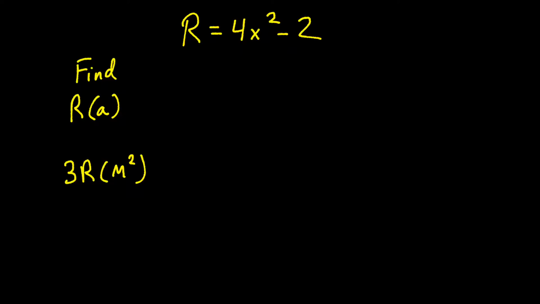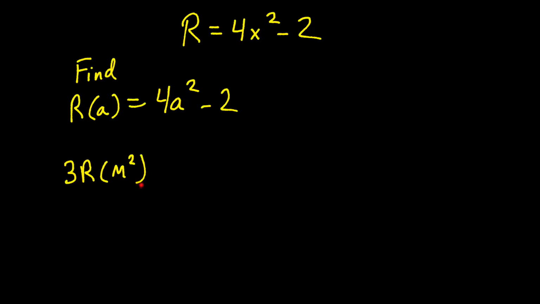We want to find r evaluated at a. Well, that seems weird. I have an x. I don't have an a. Well, actually, it's pretty simple what we're going to do. We're going to take our function, and wherever we see x, we're going to put in an a. So this would just become 4a squared minus 2. And that would be our answer. All we had to do was plug in a for x.